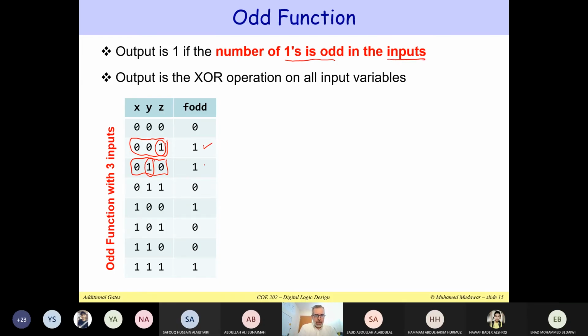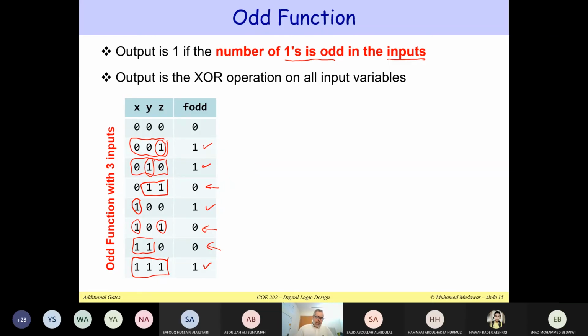So here you get also a 1. Here, because we have 2 ones, the output is 0. Why? Because 2 is an even number. So when the number of ones is even in the inputs, you get the output equal to 0. Here I have a single one, which is odd. So therefore, we get the output equal to 1. Here I have 3 ones. If you look at the last entry, we have 3 ones. And 3 is an odd number. So therefore, the output is also equal to 1. So when you have 2, which is even, you get 0. Here I have 2, which is even, you get 0. So this is the meaning of the odd function.